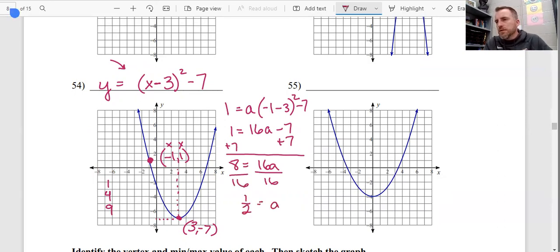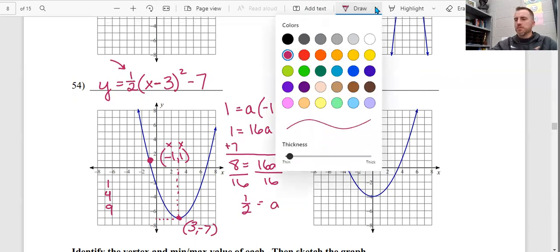So that's what goes in here, and it gives us the rest of the function. If you were to take that and graph it in your calculator, you should get that same quadratic that we see on the page here. All right, let's do one more.